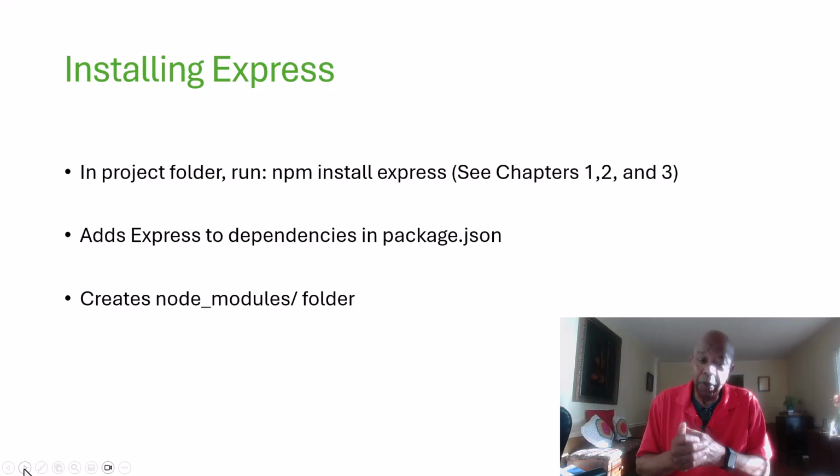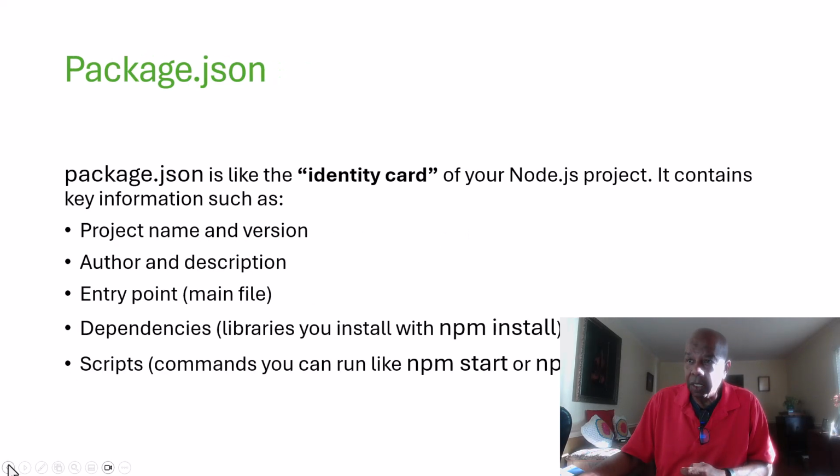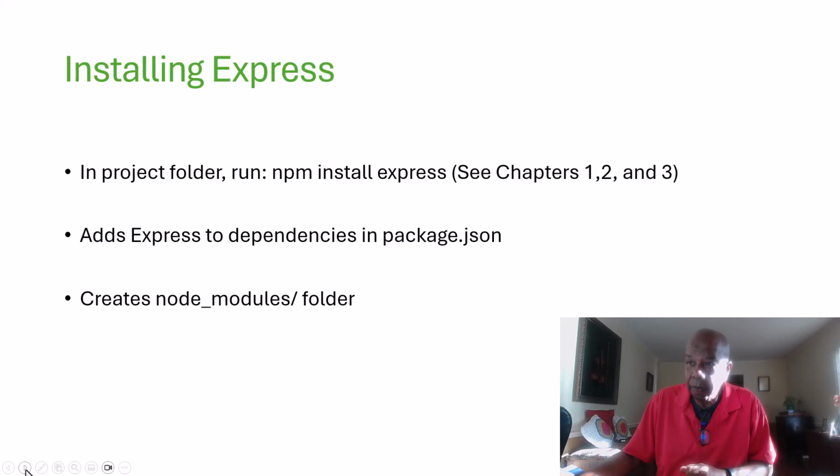Installing Express. Remember, Express is being installed on top of Node. So in the project folder, we're going to run npm install express, kind of referring back to chapters 1, 2, and 3. We add Express to the dependencies in the package.json file. Just a reminder here: the project name, author, entry point, and dependencies, the libraries. This is where Express is coming in as a dependency on Node.